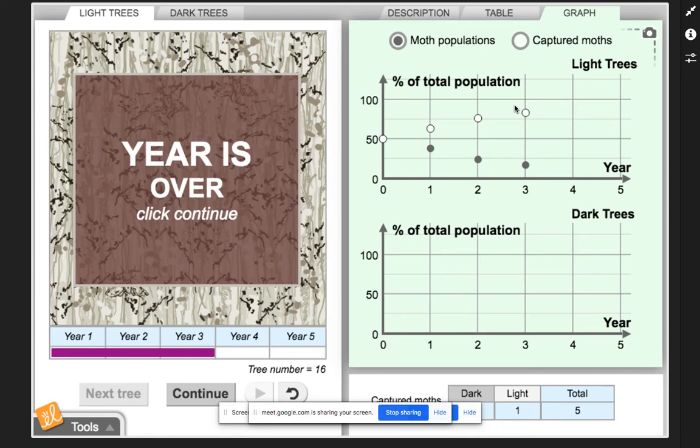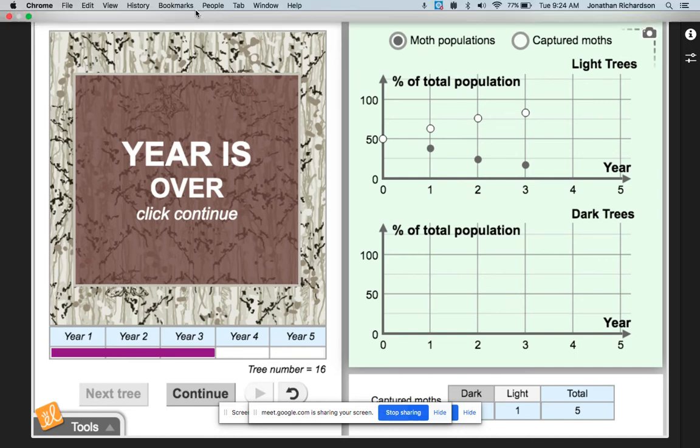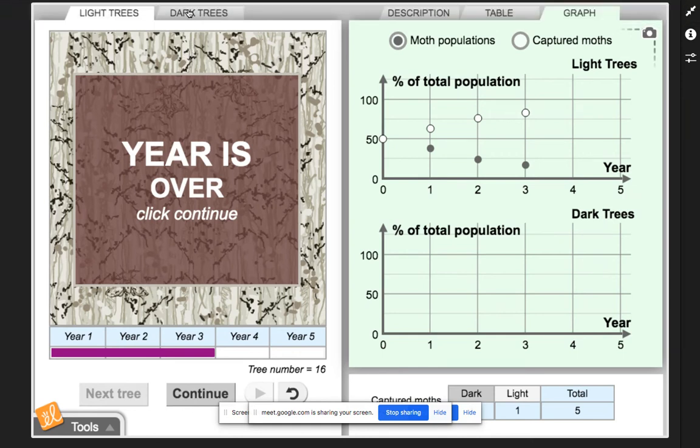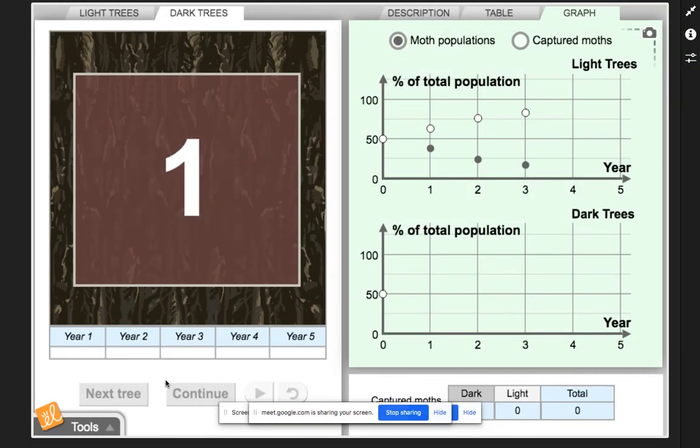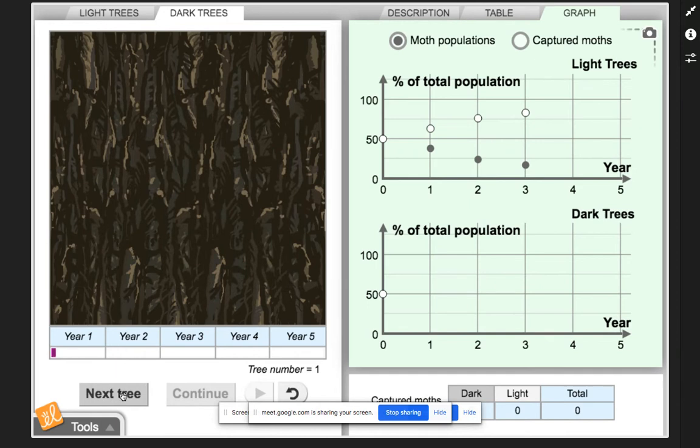Now, what happened in this situation here in England around the Industrial Revolution is a lot of factories were going up, a lot of pollution was put into the air, and a lot of the birch trees around the area became covered in soot. And what it did is it changed the color of a lot of those trees, and they became a darker color.